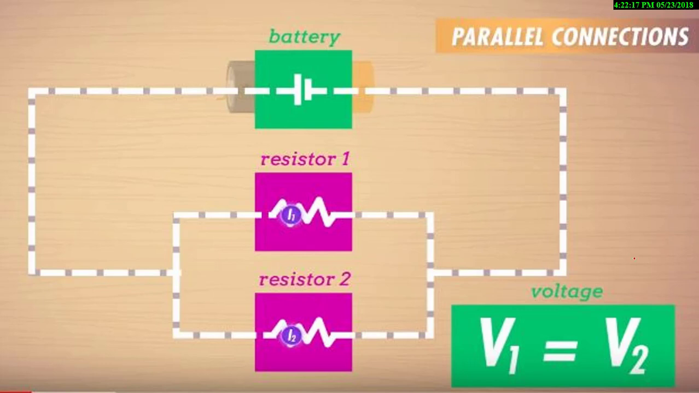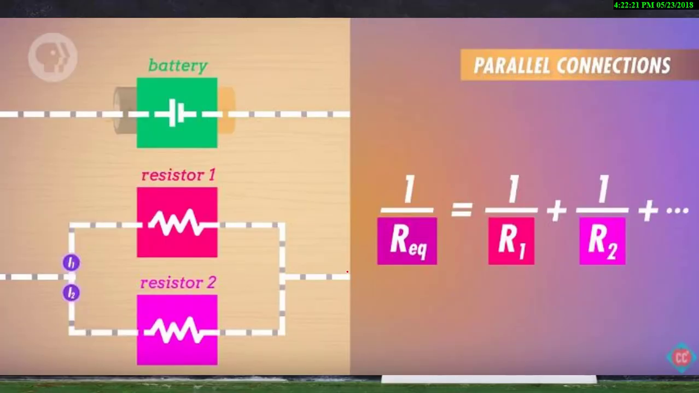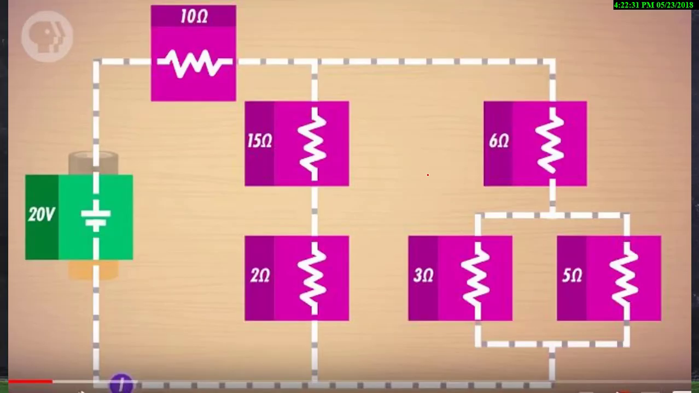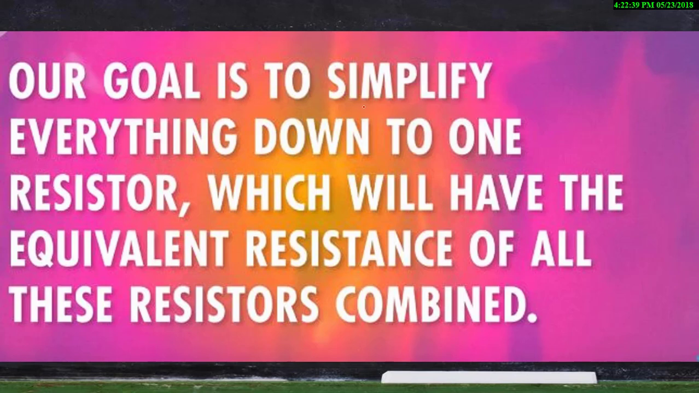Okay, now see clearly here. V1 is equal to V2 in parallel connections, and the equivalent resistance formula is given by 1 by R equivalent is equal to 1 by R1 plus 1 by R2 and so on. One of the most important formulas here. Now we will solve a problem which is a circuit, and our goal is to simplify everything down to one resistor.